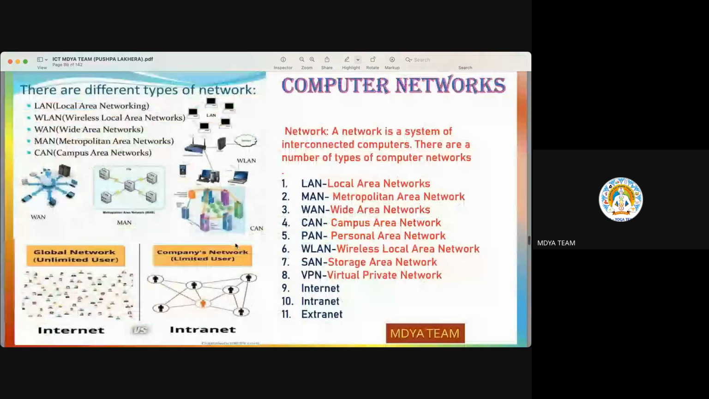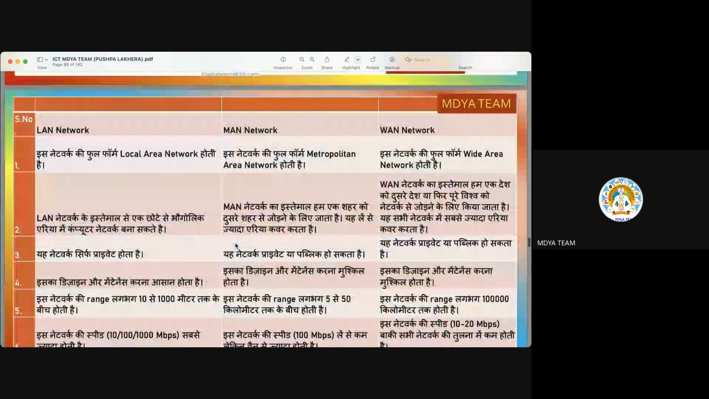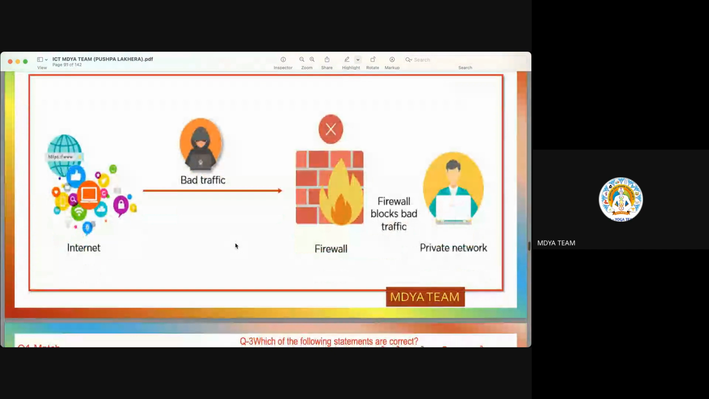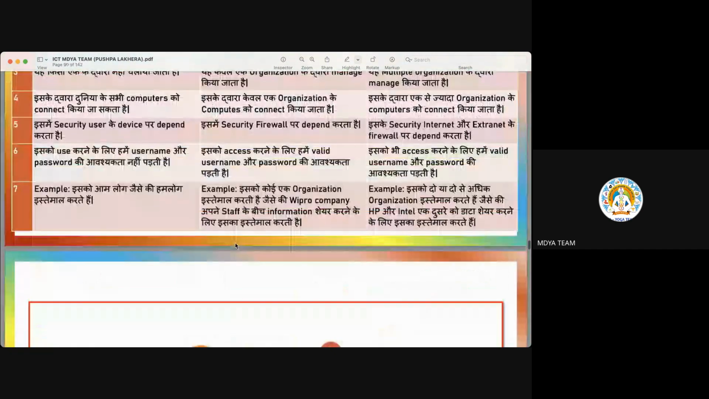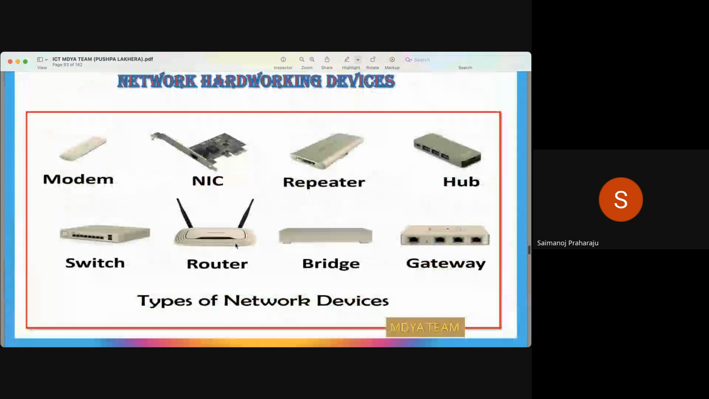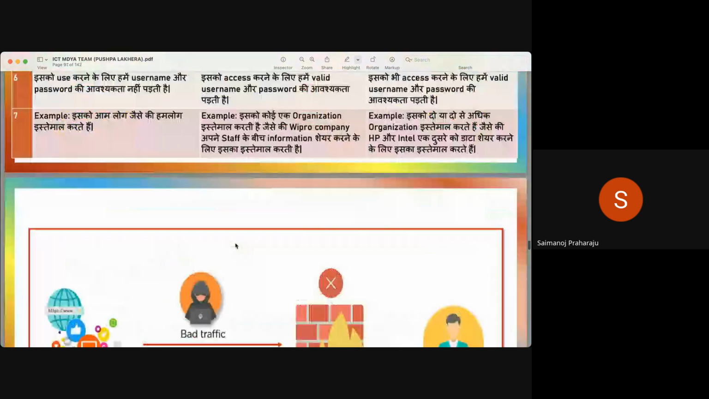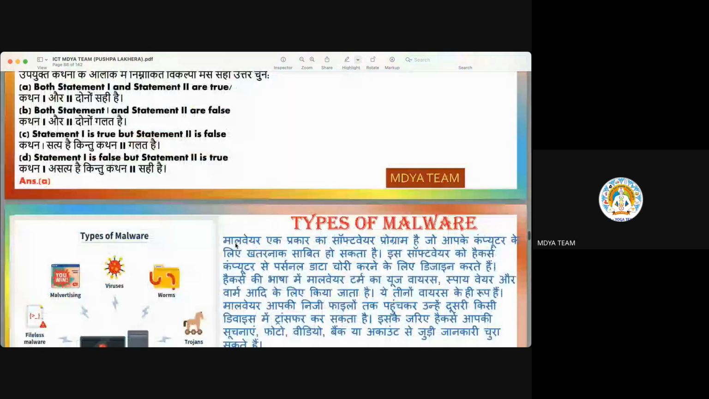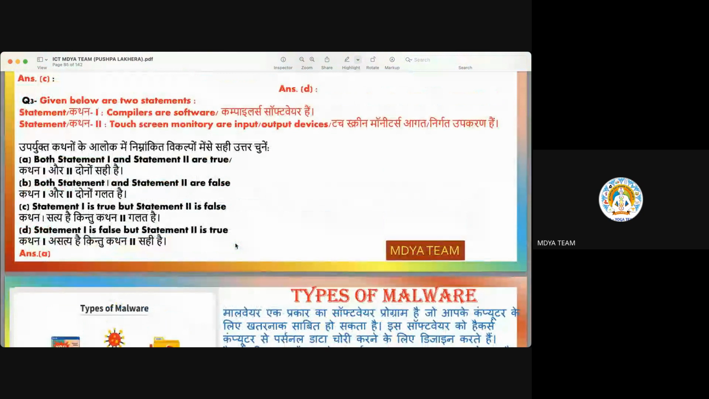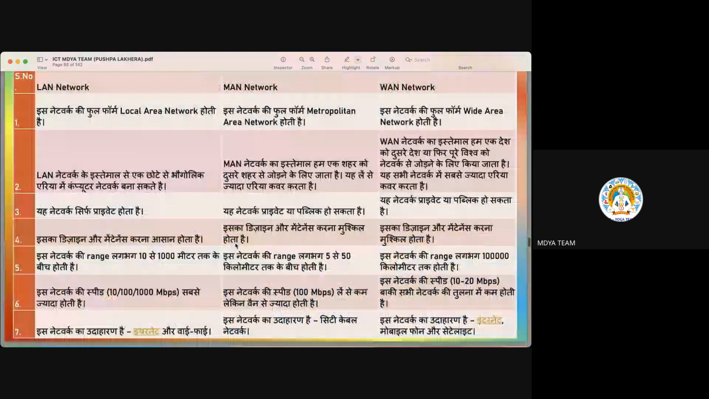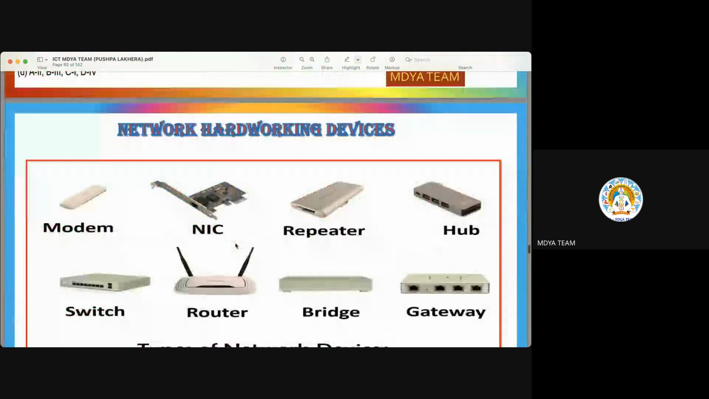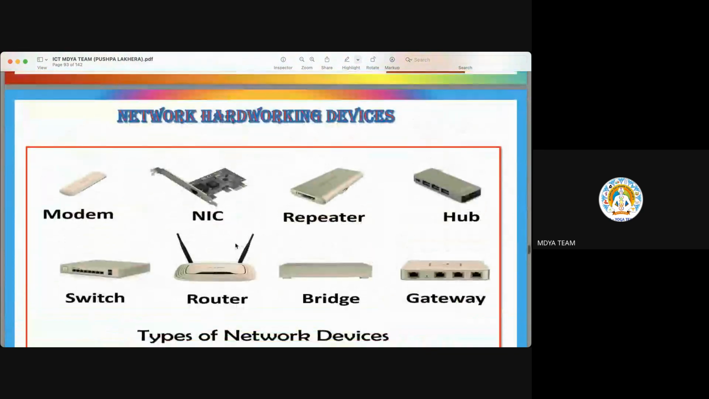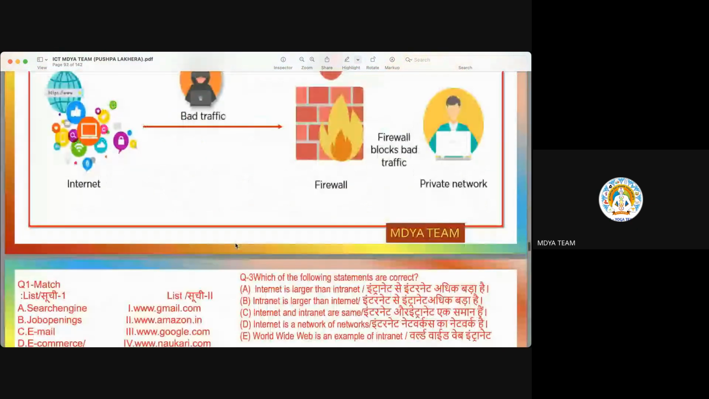So that's all about the computer network. Any problem or anything which you didn't get? Yes, that's fine, ma'am. Okay. We'll study malware and the working of other network devices tomorrow.